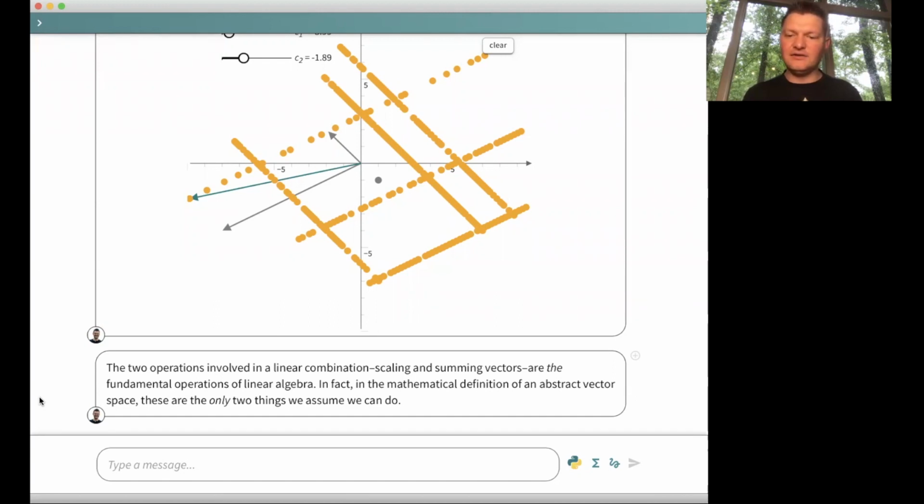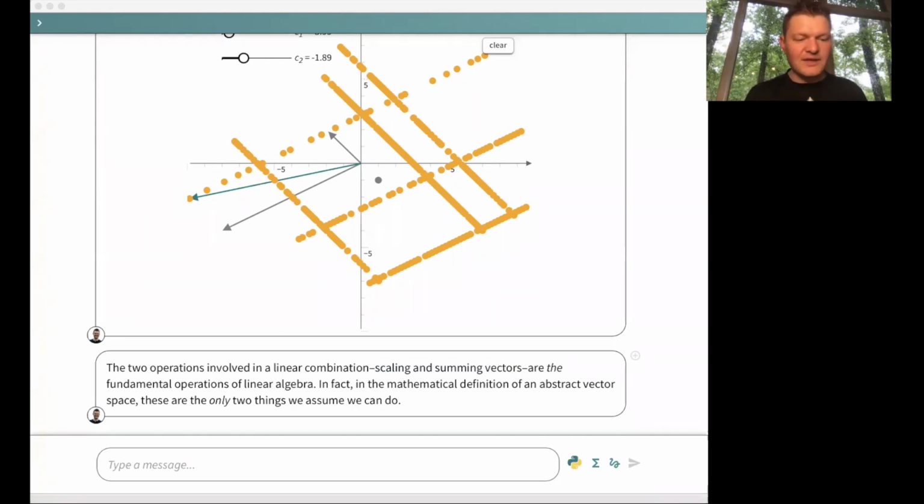So you can add any two of them together. You can scale any of them by a factor. And that's all you assume in a pure mathematical abstract vector space. And so that really points to the idea that summing and scaling vectors are the two fundamental operations that we're going to build everything else out of, to some extent.